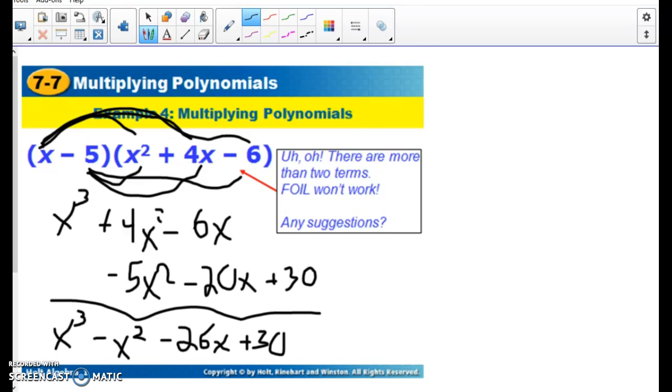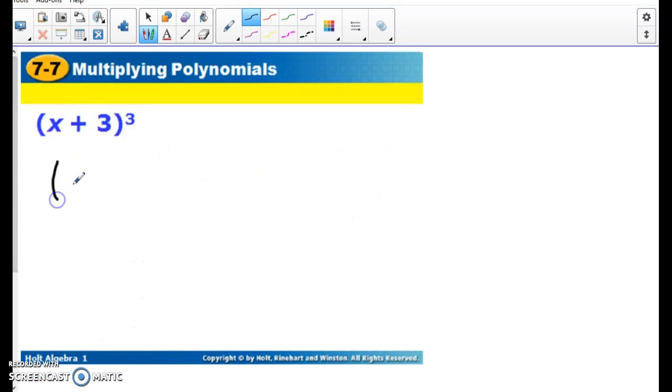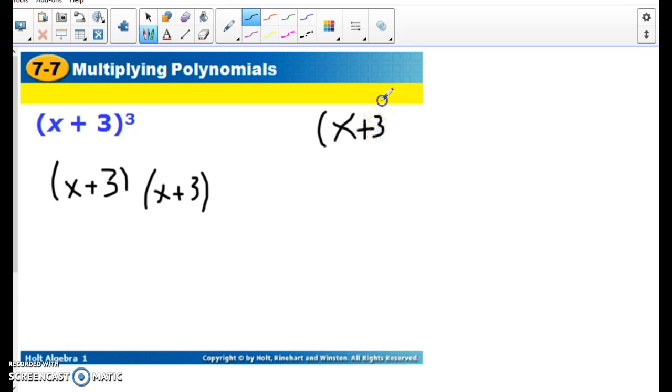Alright, and then the last problem we'll do is a 3 set. So again, not really called FOILing, but pretty much done the same way. So I have x plus 3 to the third, or x plus 3 times x plus 3 times x plus 3. Okay, if I were you, I would do this in 2 separate problems. So I'm just going to put my last x plus 3 up here. Okay, so I would simplify this first. So once I simplify this, I'm going to end up with x squared plus 6x plus 9.